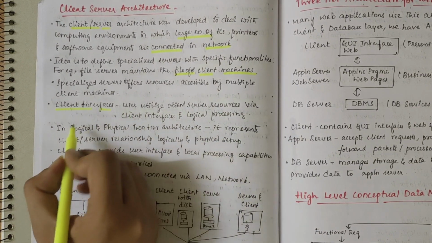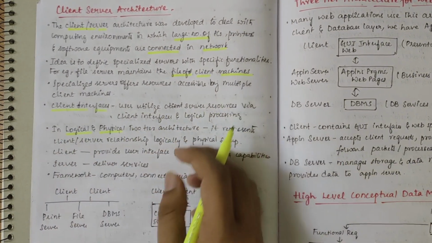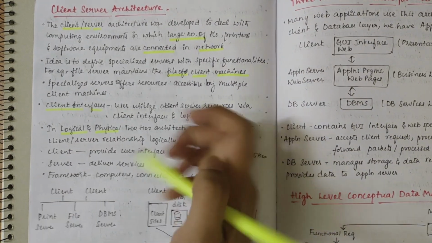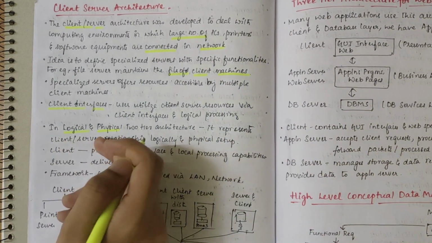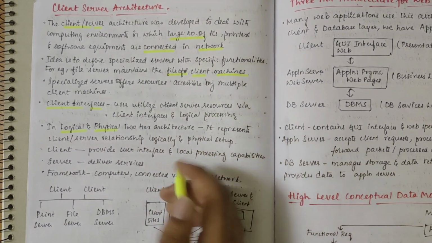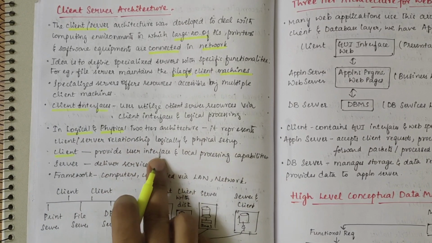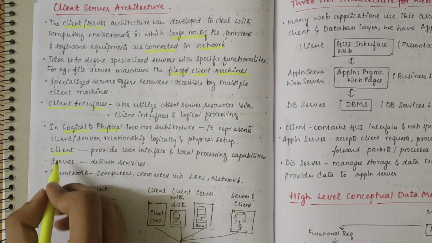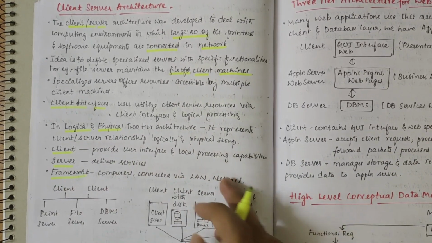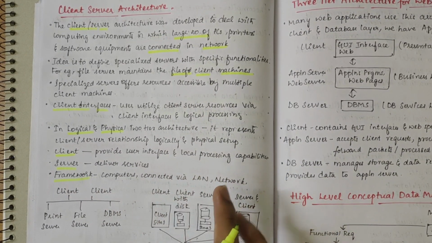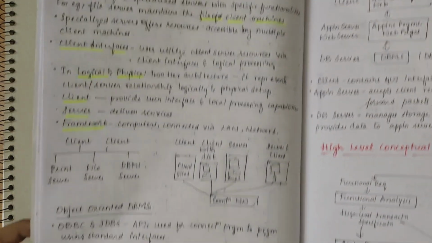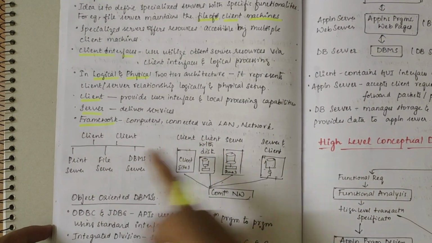Then we have the logical and physical. These are the two tiers in the architecture, right? Two levels. It represents the client server relationship logically and the physical setup. The client provides the user interface and logical processing capabilities. The server delivers the services. And the framework here is the entire system, which is connected via LAN or any other network. So this is the diagram for both.